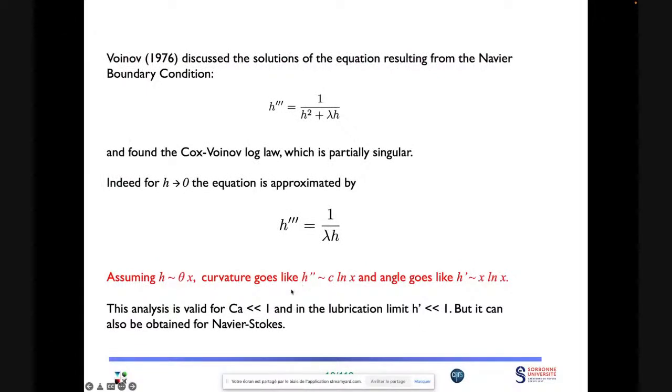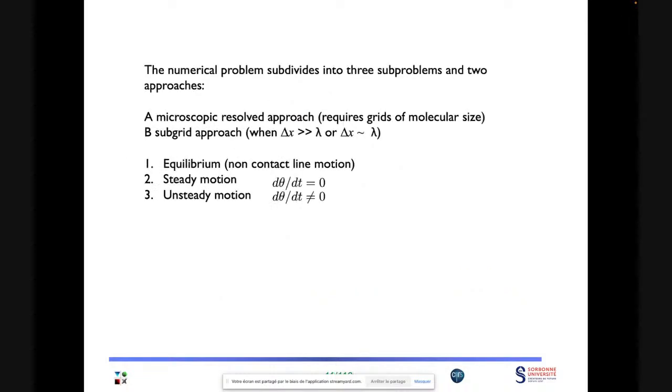have infinite curvature. So which is in a sense bad, because if you have infinite curvature by Laplace law, you have infinite pressure, and basically the fluid would be boiling near the contact line. So it's still a bit of a problem, but I will discuss it later.